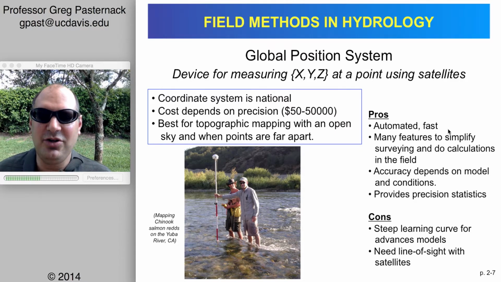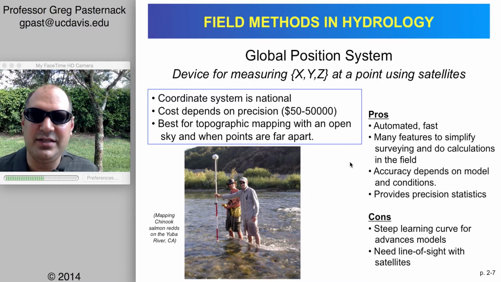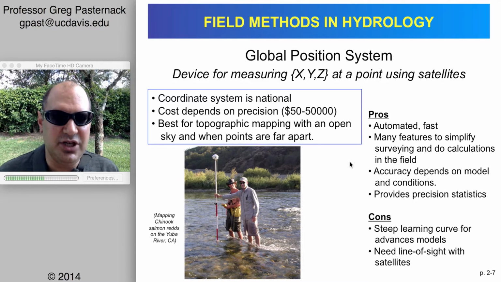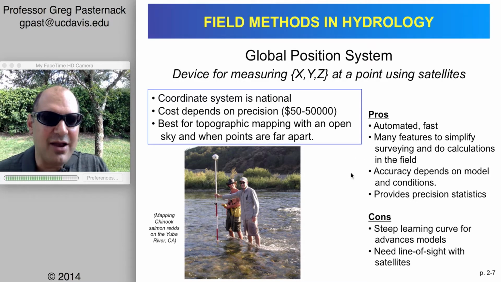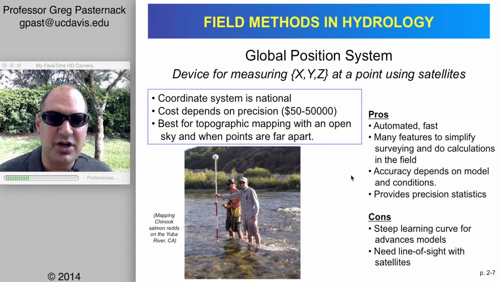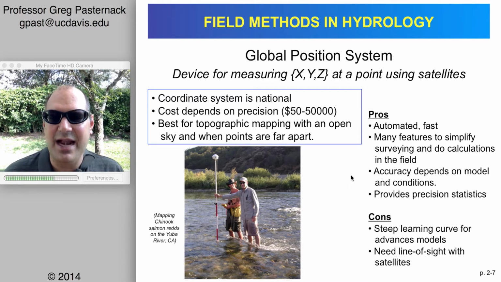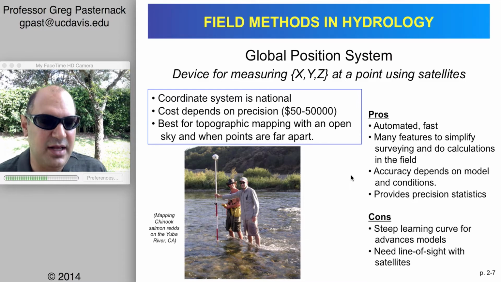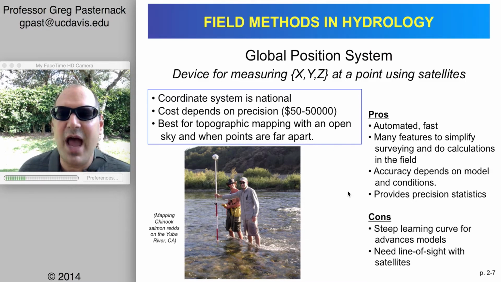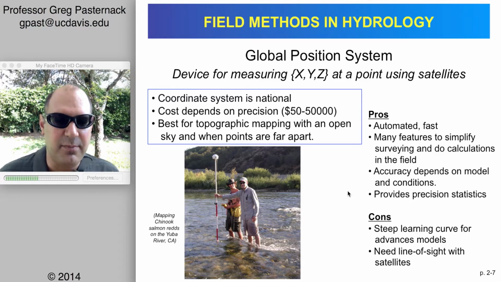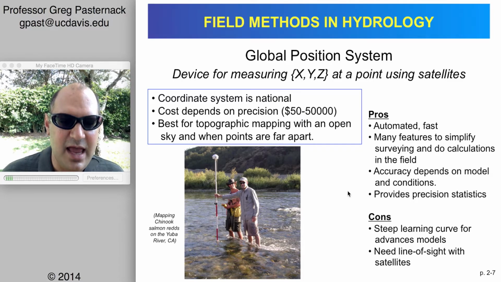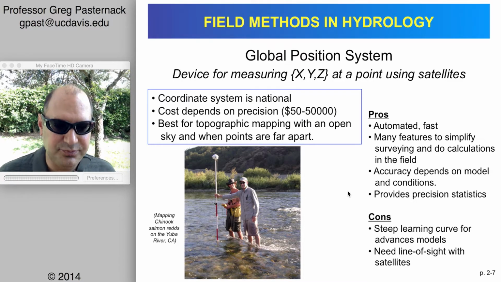I mean, compared to an auto level, let's say. Many features are built into it, so you don't have to make a lot of manual decisions. The accuracy is going to depend on the atmospheric conditions and the configuration of satellites, and I'll say more about that in a few minutes. And one of the really cool things about it is that because you're observing through time, you get a measurement of the precision that's there. And if you do have benchmarks, you can add in an estimate of accuracy as well.